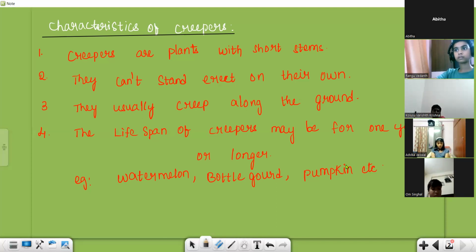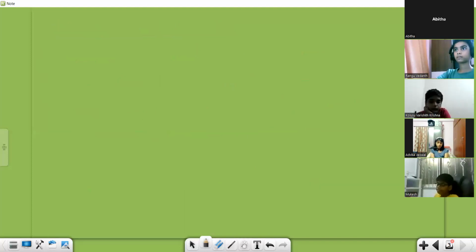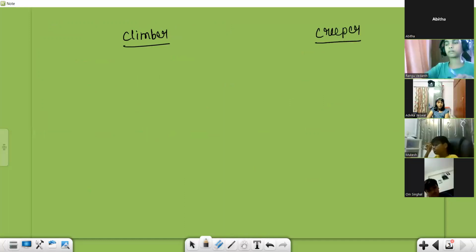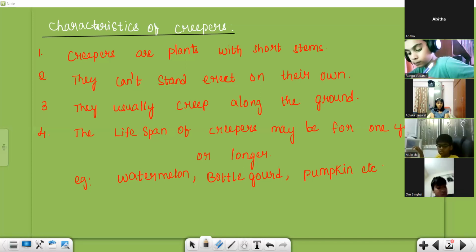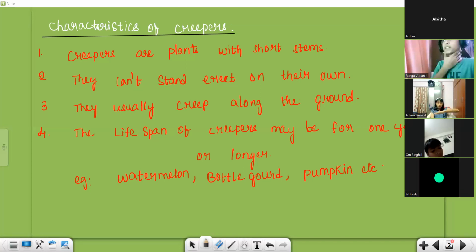Done? Now we will see the difference between creeper and climber. Ma'am, can you show the last one? Okay, write down: grows on the land only. Climbers generally grow vertically. Creepers grow horizontally. That is one difference we can write. The other is that in climbers, the stem is strong and it can take support of an object. But in creepers, the stem is very weak, delicate, and thin.